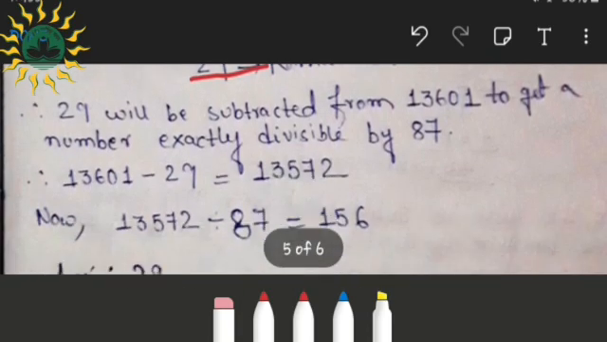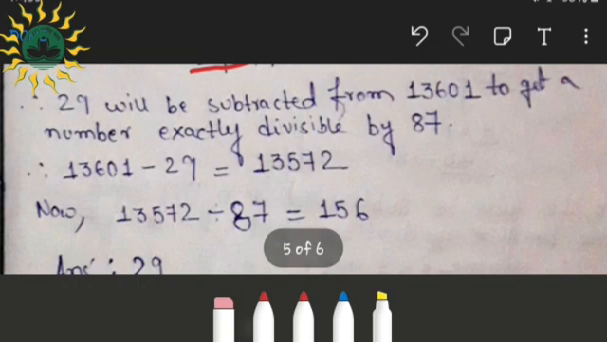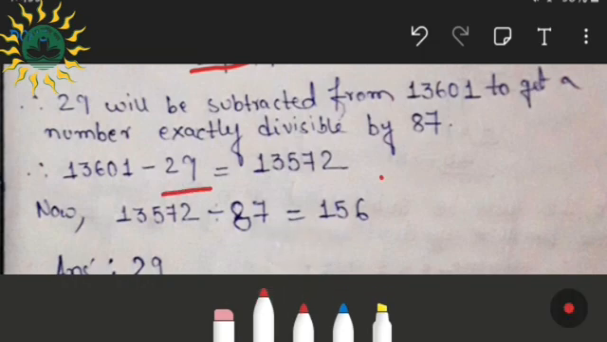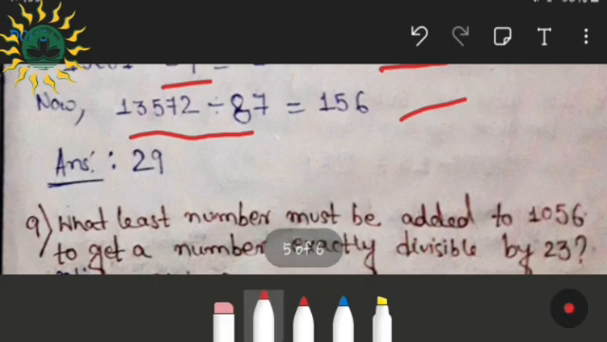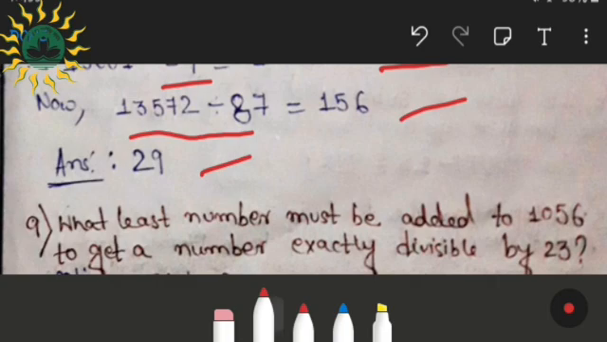So if we subtract 13601 minus 29, that is the remainder, we get 13572. This number will be completely divisible by 87. So if we check this out, 13572 divided by 87 will give us 156. So our final answer is 29 should be subtracted from the given dividend to make it completely divisible by 87.